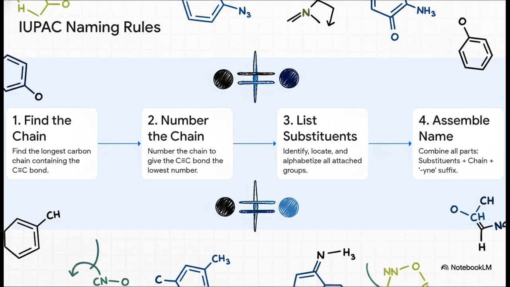First, you find your main structure. That's the longest carbon chain that has the triple bond in it. Second, you number that chain, but you do it in a way that gives the triple bond the lowest possible number. Third, you spot all the extra little pieces attached to the chain. We call those substituents. And finally, you just put all the pieces of the name together in order.